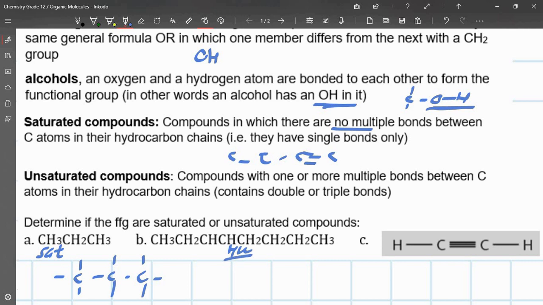This can be your homework. You can do that. And there's a triple bond here. If there's a triple bond, 1, 2, 3, that means it is unsaturated. It has multiple bonds. Unsaturated. Very straightforward. That's very straightforward.